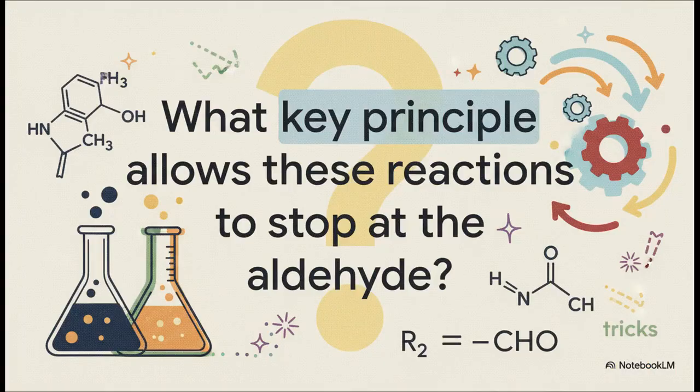So we've seen a whole bunch of clever chemical tricks and a lot of famous named reactions, which brings us to one final question. Looking back at this whole toolkit, what's the one, single, most important idea that connects all these methods? What's the core strategy that lets chemists perfectly stop the reaction right at the aldehyde stage without going too far?